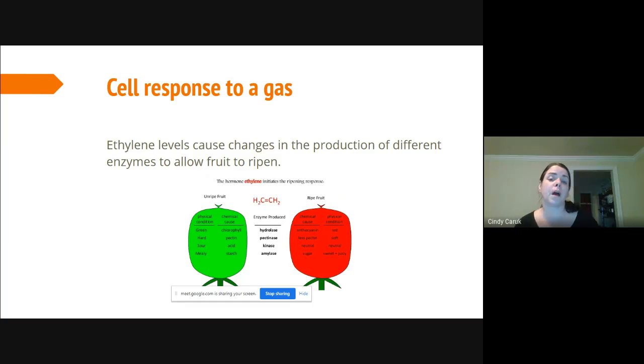Then some cells are going to respond to gases. I'm just using ethylene as the example because that's the illustrative example in the CED, but we have examples for humans as well of gas hormones. Here, ethylene causes a change in enzymes, and because it's going to activate all these enzymes, hydrolase, pectinase, kinase, amylase, those all are going to cause the fruit to ripen. Amylase breaks down starch to sugar. Pectinase is going to cause the fruit to get soft. Hydrolase is going to cause the fruit to go from green to red so that organisms would know.